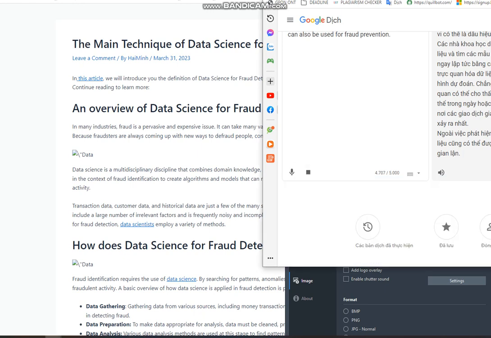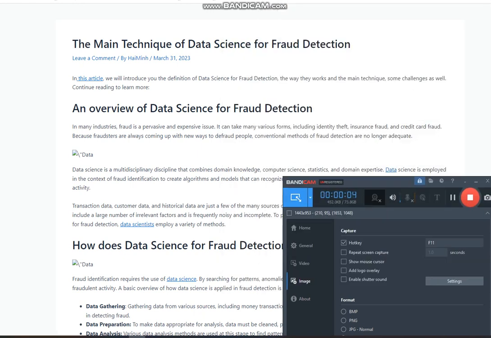The main technique of data science for fraud detection. In this article, we will introduce you to the definition of data science for fraud detection, the way it works, and the main techniques. Some challenges as well. Continue reading to learn more.